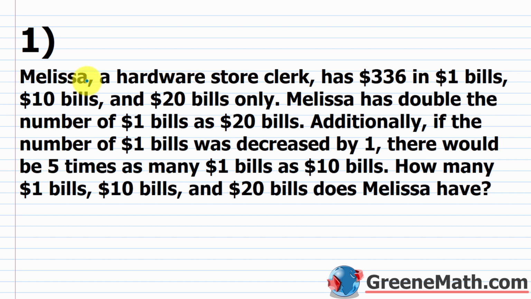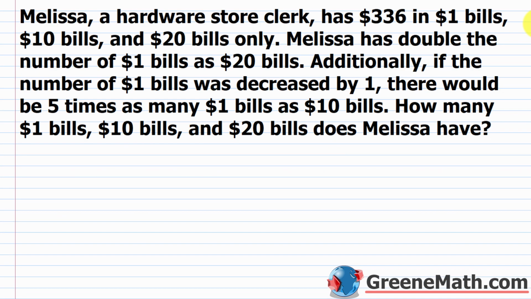So we have that Melissa, a hardware store clerk, has $336 in $1 bills, $10 bills, and $20 bills only. Melissa has double the number of $1 bills as $20 bills. Additionally, if the number of $1 bills was decreased by 1, there would be 5 times as many $1 bills as $10 bills. How many $1 bills, $10 bills, and $20 bills does Melissa have? So the first thing is we're trying to find out how many $1 bills, $10 bills, and $20 bills Melissa is going to have in this register.